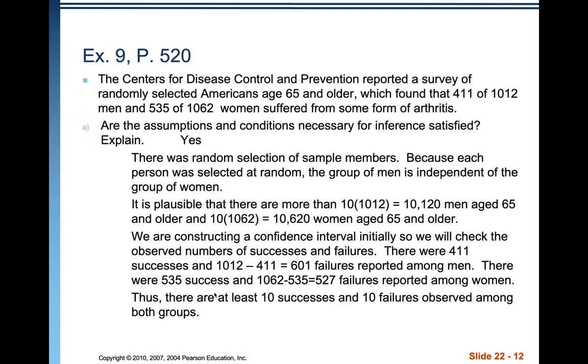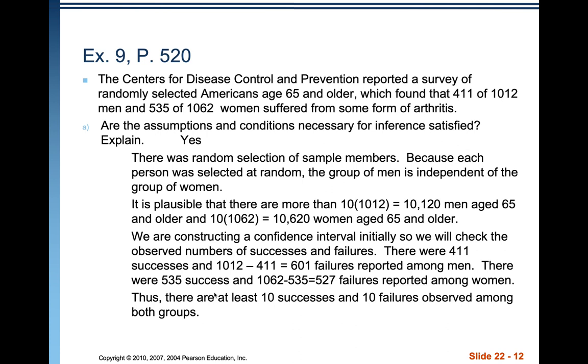Well, yes, they are. There was a random selection of sample members because each person was selected at random. The group of men is independent of the group of women. It is plausible that there are more than 10 times 1,012 equals 10,120 men age 65 and older, and 10 times 1,062, so 10,620 women aged 65 and older.